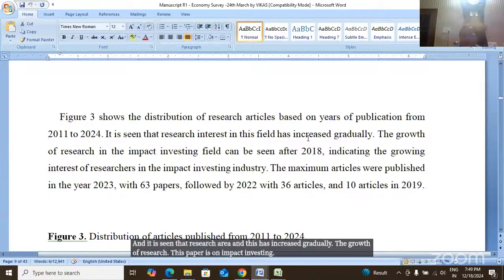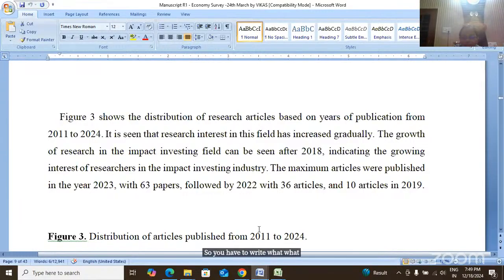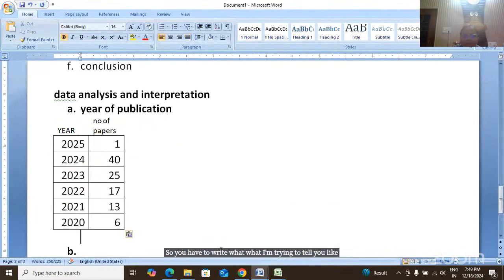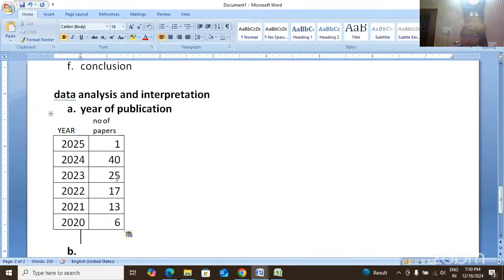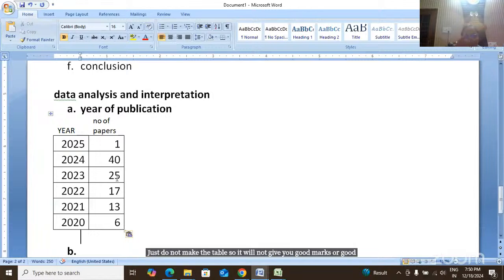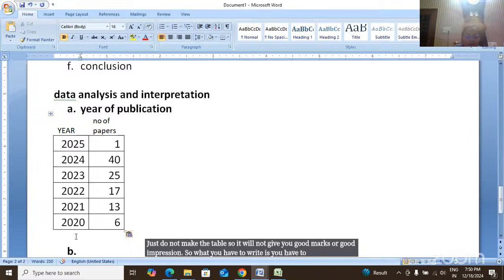What I'm trying to tell you is that it is not enough to make the table or the figure. You have to analyze the table or the figure and write it over here as well. So this is very, very important. Do not just make the table, as it will not give you good marks or a good impression. You have to give a brief summary about this table. So let's move to the next aspect.